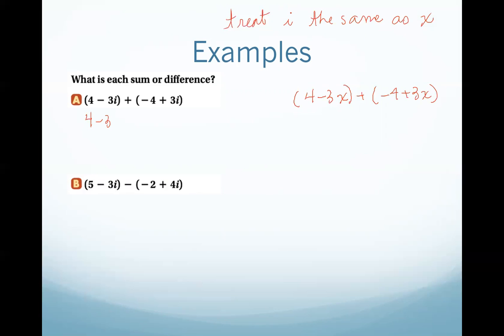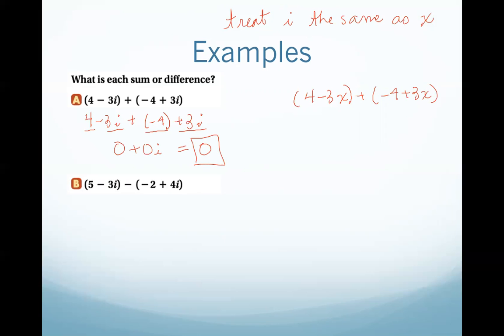4 minus 3i plus negative 4 plus 3i. Nothing to distribute because this was positive. 4 plus negative 4 is 0. Negative 3i plus 3i is 0i, or 0x, imagine. 0i is the same as 0, so the answer here is just 0.